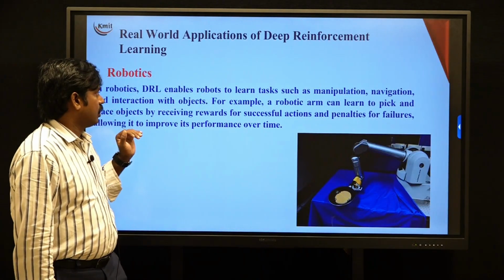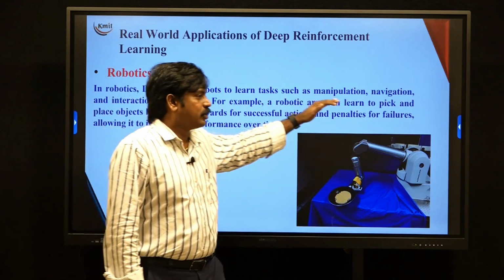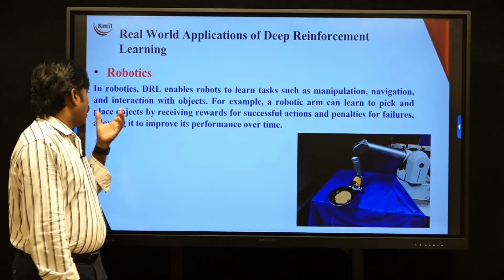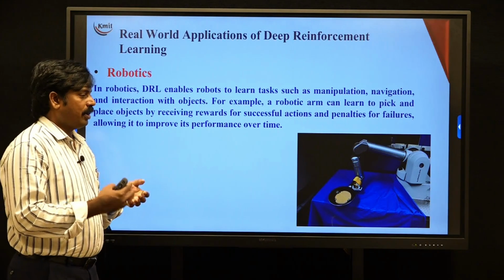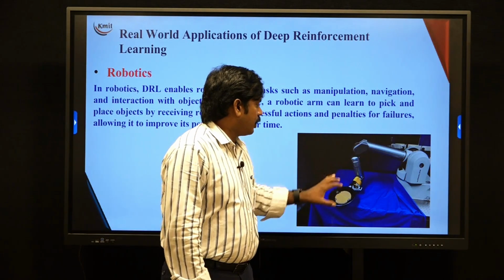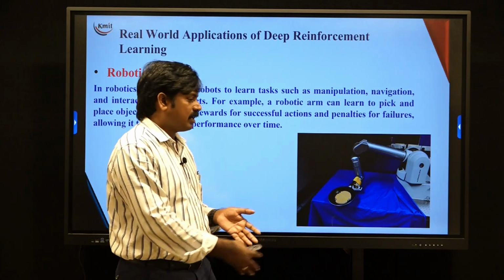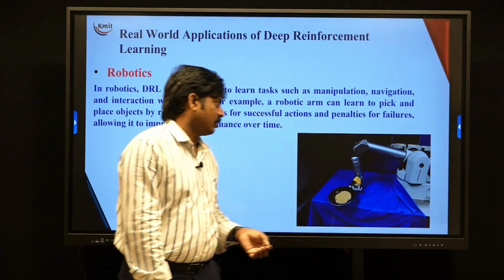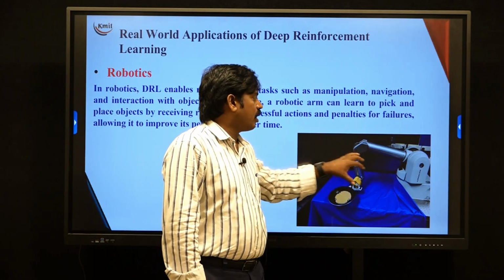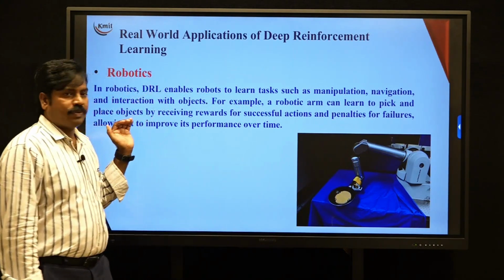Deep learning is used for object detection and reinforcement learning for action decision making. The next one is robotics. In robotics, deep reinforcement learning enables robots to learn tasks such as manipulation, navigation, and interaction with objects. For example, a robotic arm can learn to pick objects and place them. This knowledge is acquired according to the rewards of the environment. The surrounding observations are made with deep learning, and rewards are evaluated using reinforcement learning. So robotics uses deep reinforcement learning.